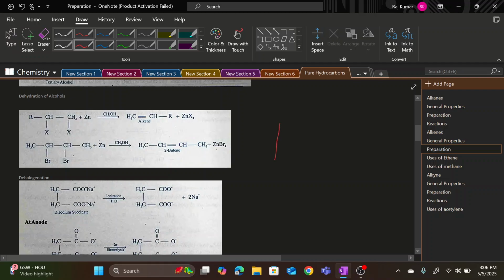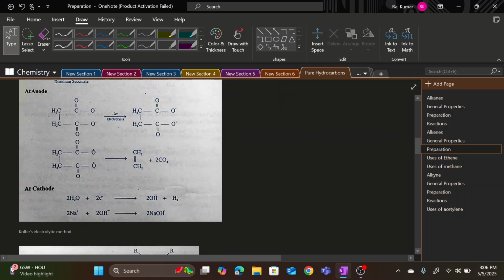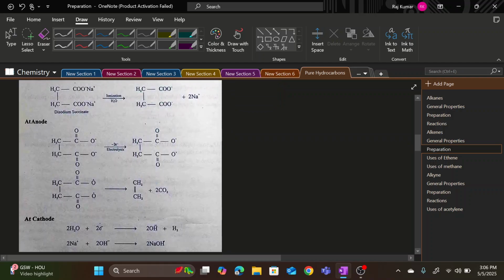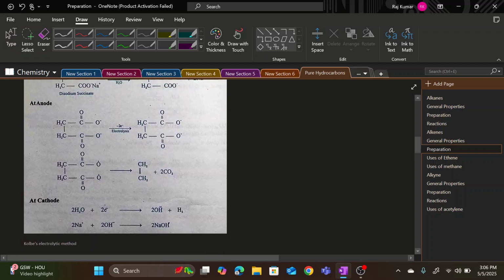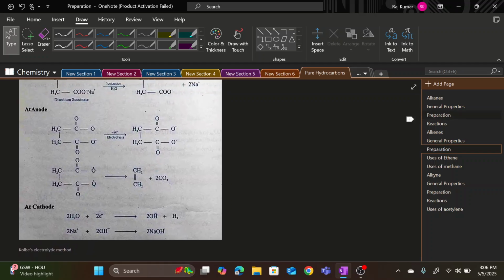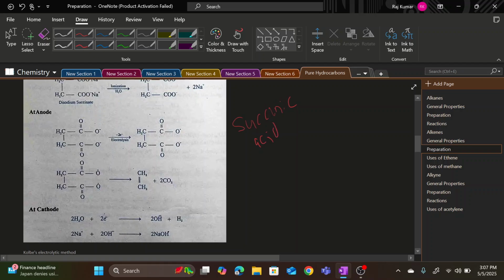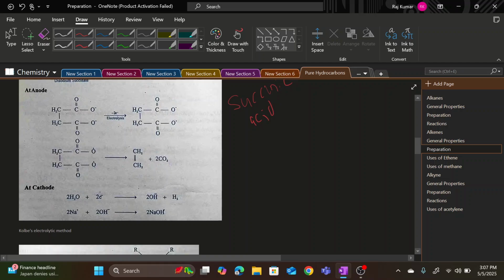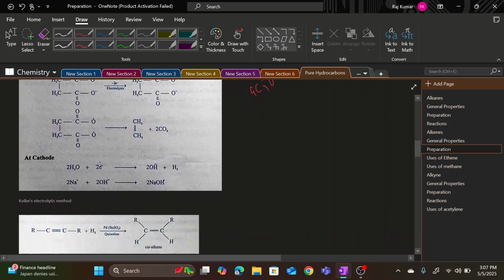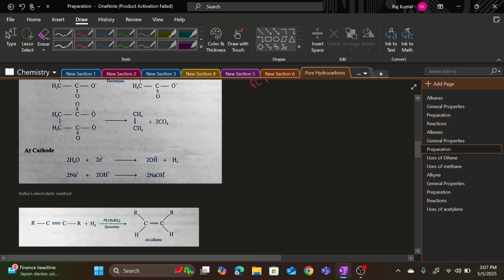All right. Another important point is Kolbe's electrolytic method. With Kolbe's electrolytic method, we can also produce alkenes. Essentially, we use a sodium or potassium salt of a dicarboxylic acid. Succinic acid is the one which is mostly used, and at the anode it will produce a symmetrical alkene, and at the cathode it will produce hydroxides.